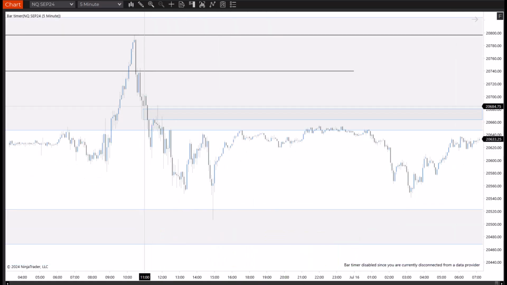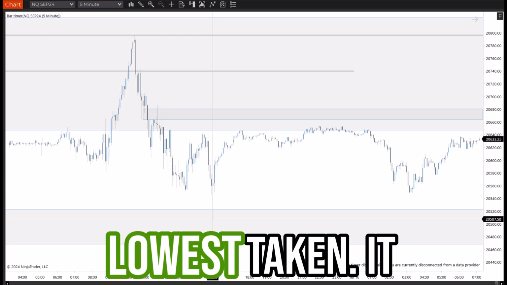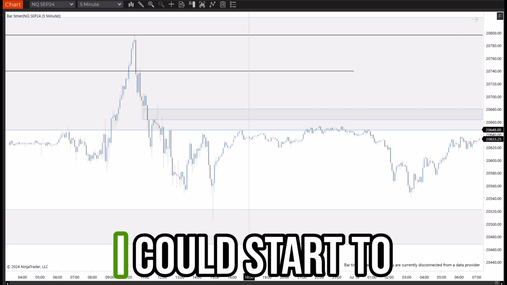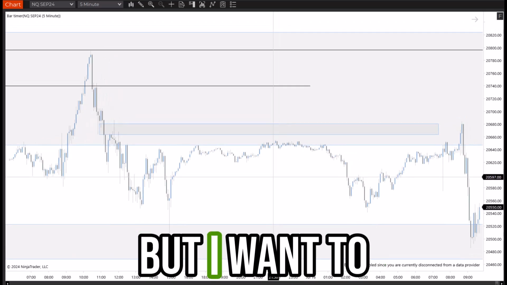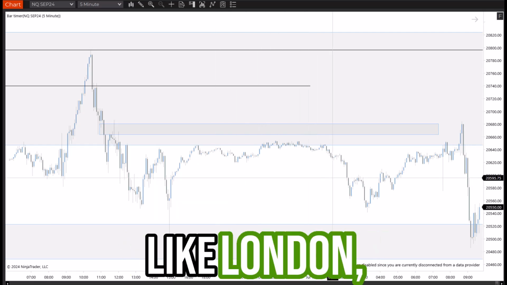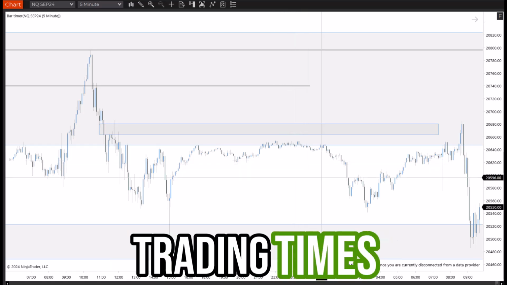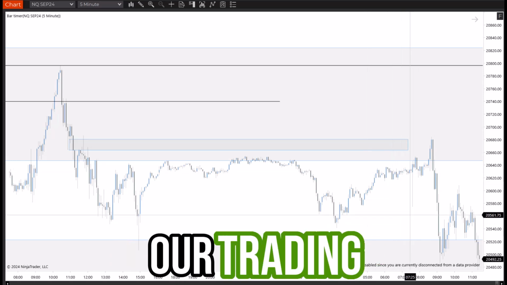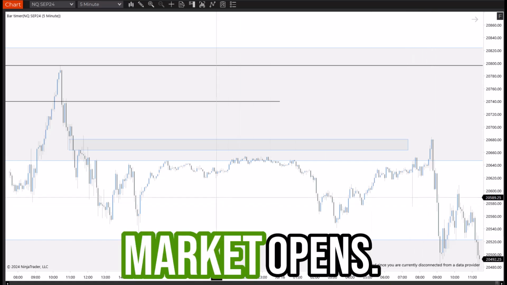We see that the market has gone ahead and created a new low over here. After the low is taken, it takes out some highs, right? So I could start to look for shorts right now as well. But I want to obviously wait for the right time, because this is now talking about London hours, so this would not have been in our trading times anyways. But we can now look over here. When our trading time does begin, here we have 8 a.m., 9 a.m., market opens. What ends up happening?